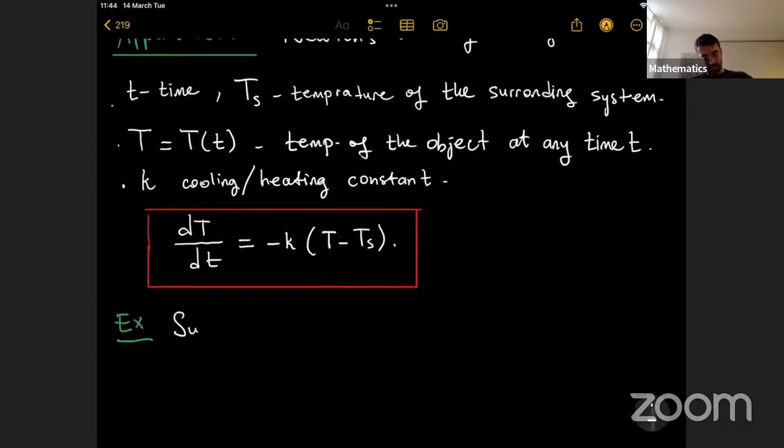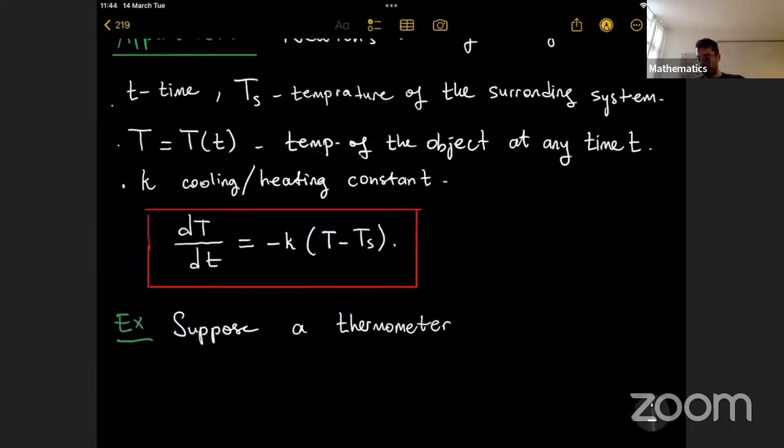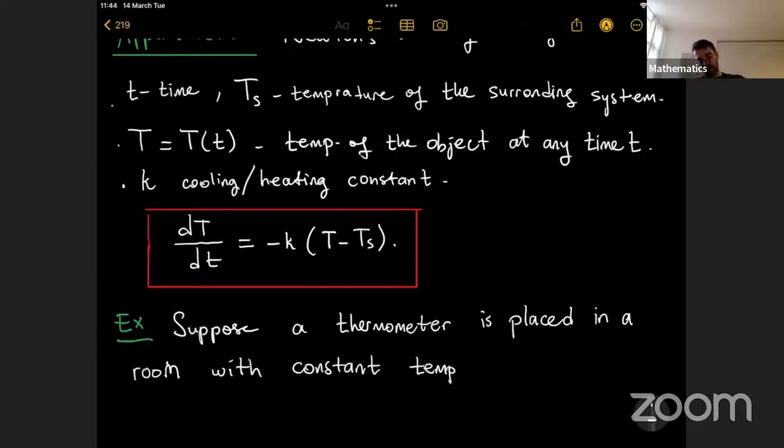So suppose a thermometer is placed in a room with constant temperature Ts, which is 10 Celsius.